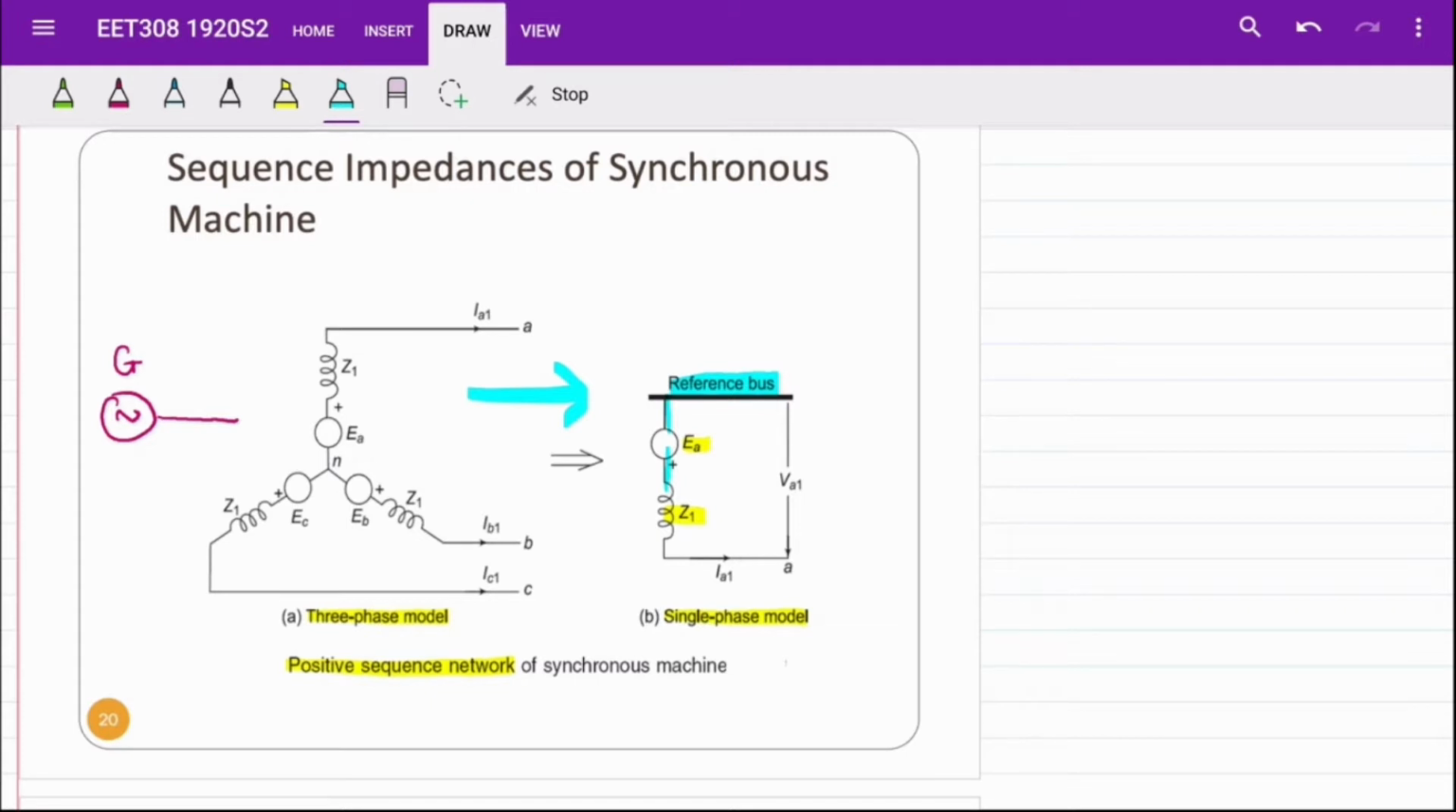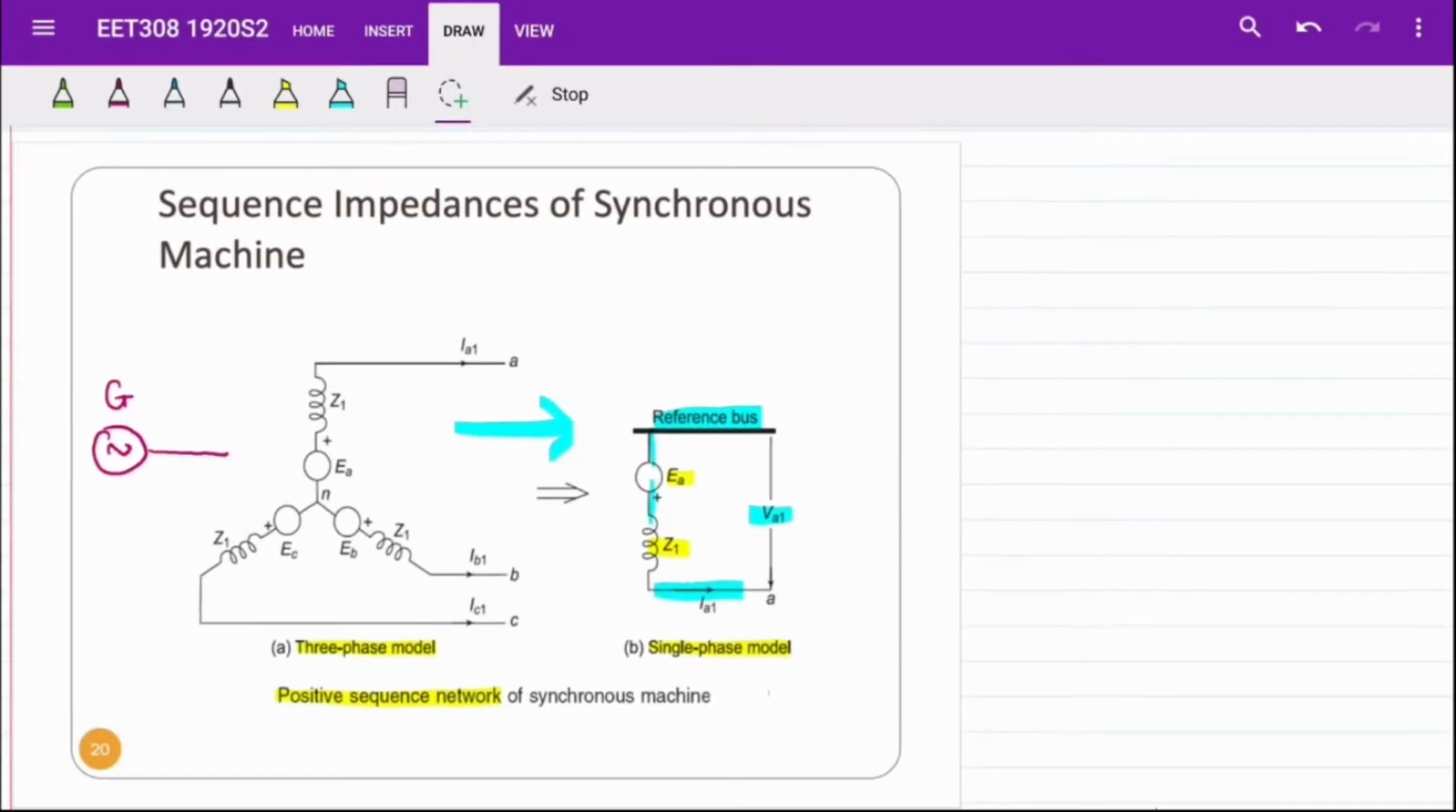The current that flows in the single-phase circuit diagram we call IA1, and the voltage potential between the reference bus and node A is VA1. Apart from the single-phase model as shown in figure B, we can draw the single-phase diagram in other ways.